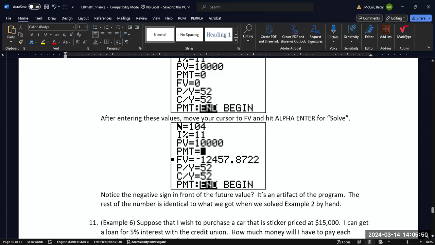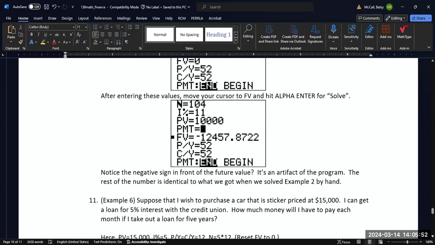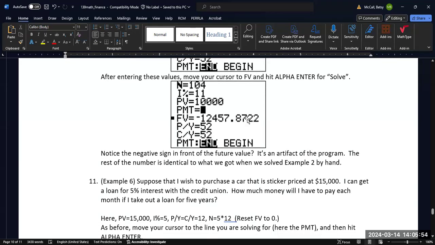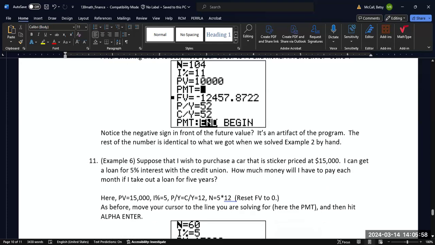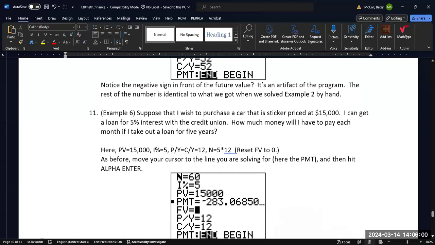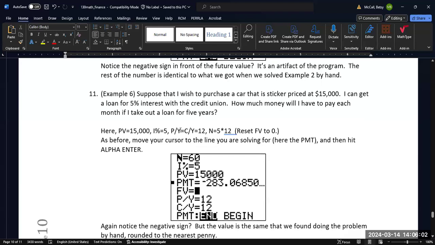Again, you can ignore the negative sign and then round your answer to the nearest penny. Now we can walk through example 6 again, but now with the calculator. Again, see my other math and finance video for doing the formula for this problem.